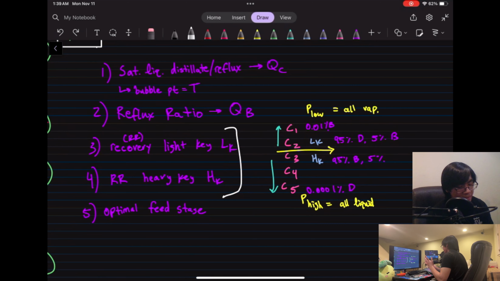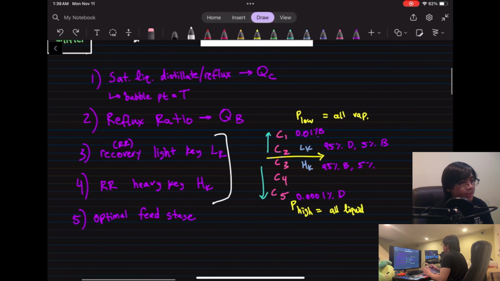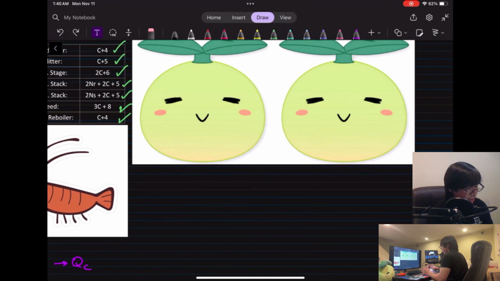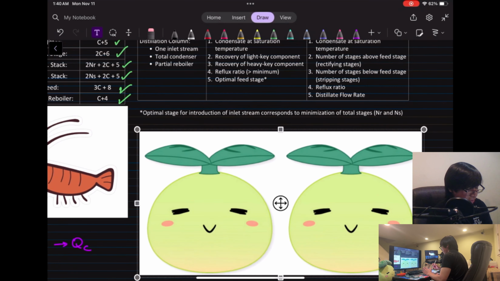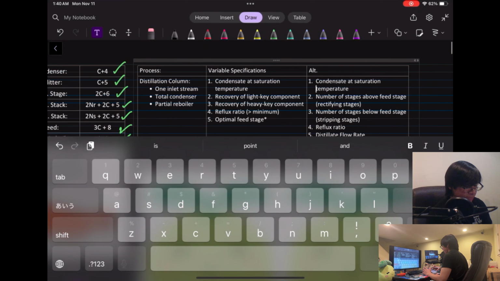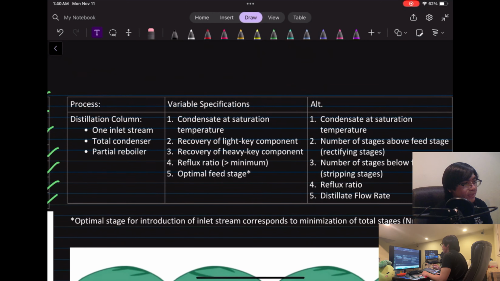We just discussed this in class, and it's shown in the textbook, but instead of the recoveries, we specify the number of stages. And I believe instead of the optimal feed stage, we say the distillate flow rate. So let me check myself on that. Again, no need to memorize this. If you don't know it, you could just Google it, but here it is. I'm typing here. So yeah, I think that's what I said pretty much. I think we got all this right.